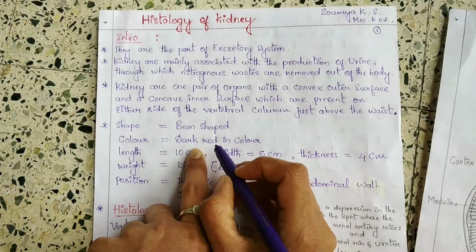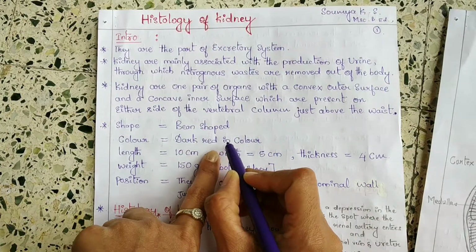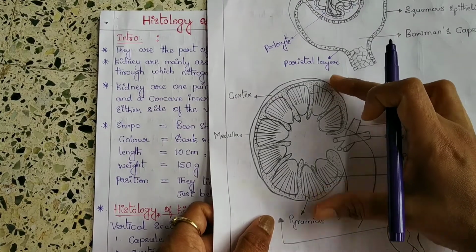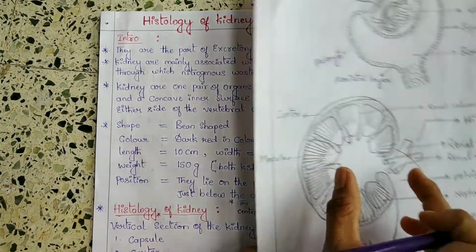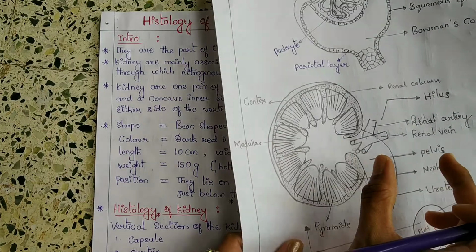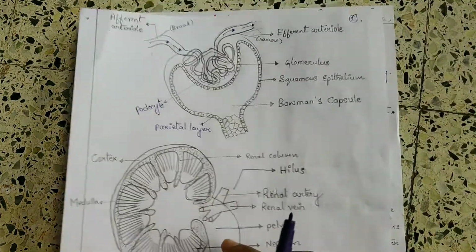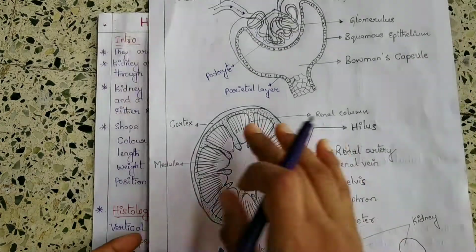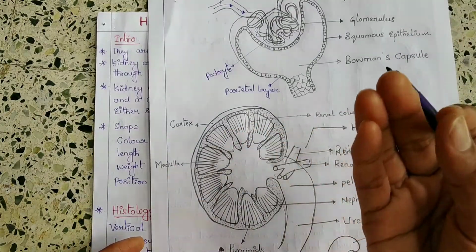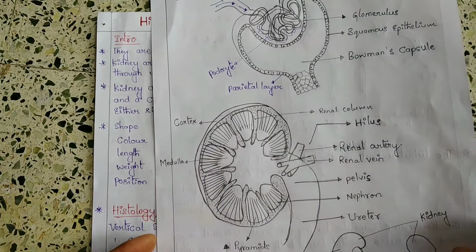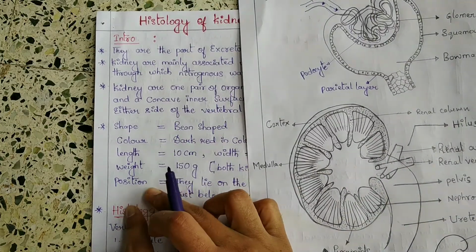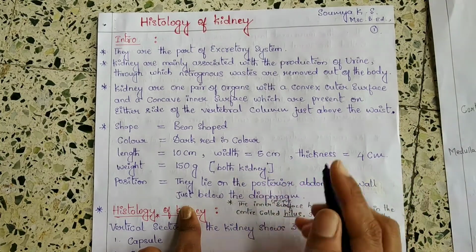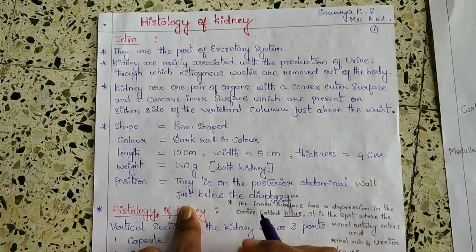The color of the kidney is dark red. The length of the kidney is 10 centimeters, the width is 5 centimeters, and the thickness is 4 centimeters. The kidney weighs about 150 grams. As for position, the kidney lies on the posterior abdominal wall, just below the diaphragm.